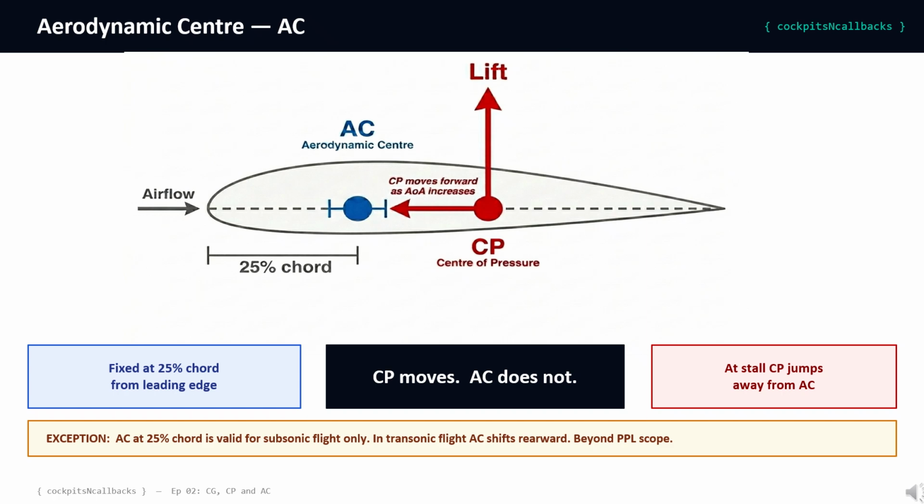Everything we just said about AC sitting at 25% chord applies to subsonic flight. In transonic flight, that position shifts rearward, but that is a separate conversation for a later episode. Now that we understand how CP and AC behave on the wing, let us look at what happens when CG moves to the extremes of its permitted range and what that means for the pilot sitting in that cockpit.